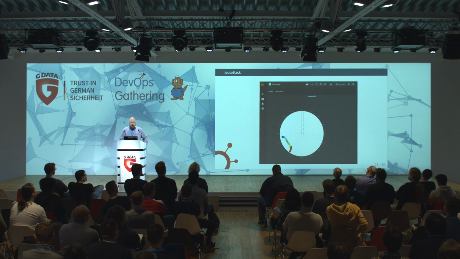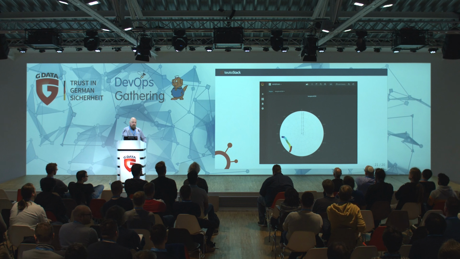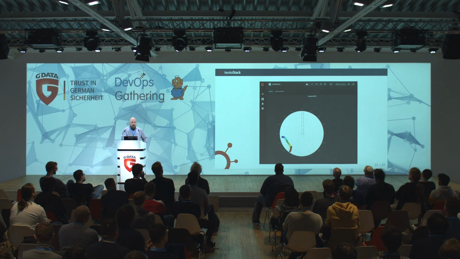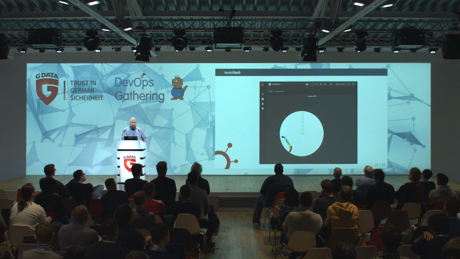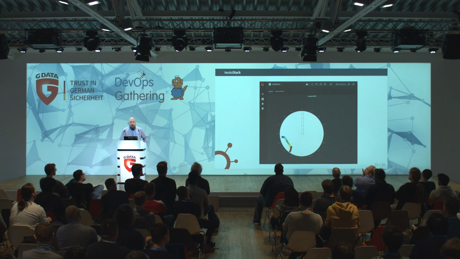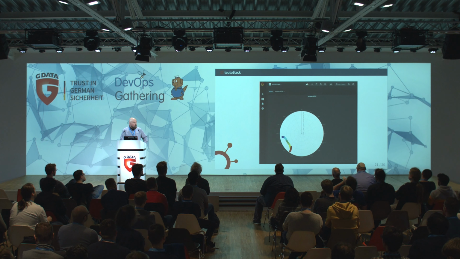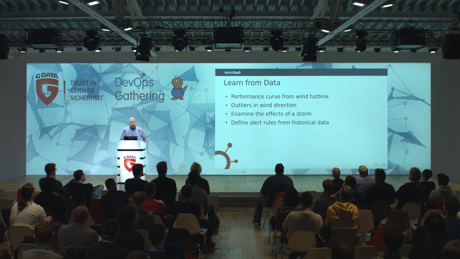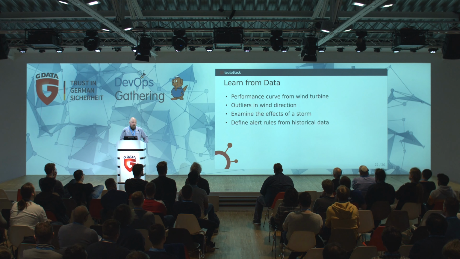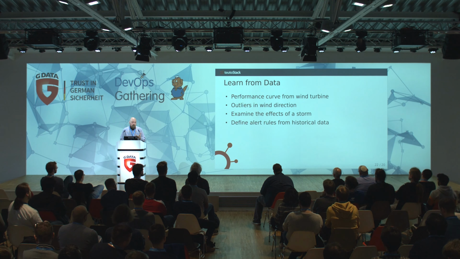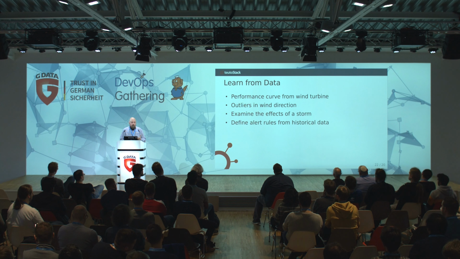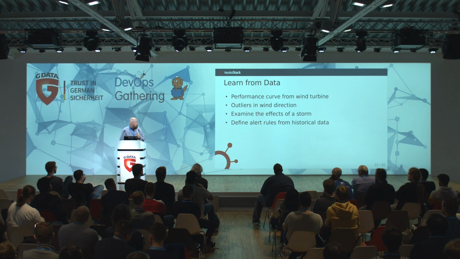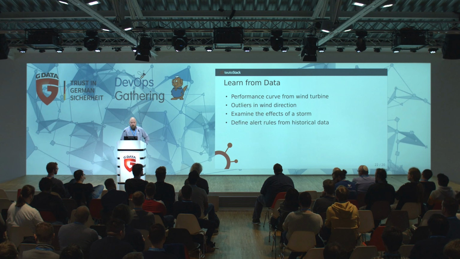So this I already showed to you. Here's another diagram. It's a 3-dimensional diagram in Grafana. So we've got the wind speed, the direction, and the time. The color symbolizes the time, the last 6 hours. So you get a glimpse of what the wind speed and the direction were. So, and learn from data. That's what we saw: the performance curve, outliers, examining exact effects of a storm, and defining alert rules to have certain alerts.